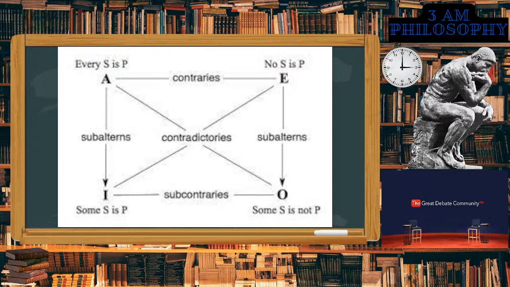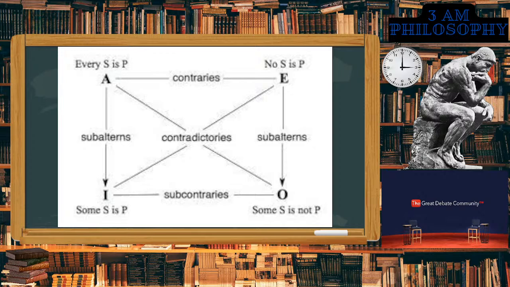Those are the standard A, E, I, O. When you see them in these Aristotelian sets, they stand for all or every, no, not one, some S is P, or some S is not P. A is all S is P, or every S is P. E is no S is P. I is some S is P, and O is some S is not P.